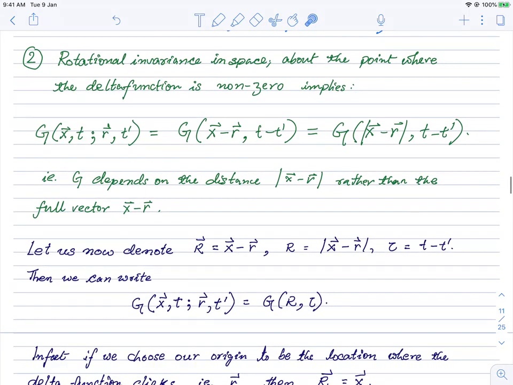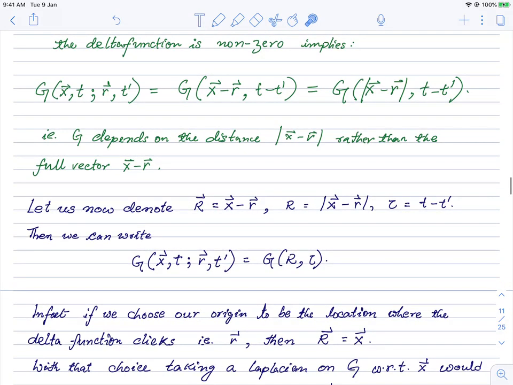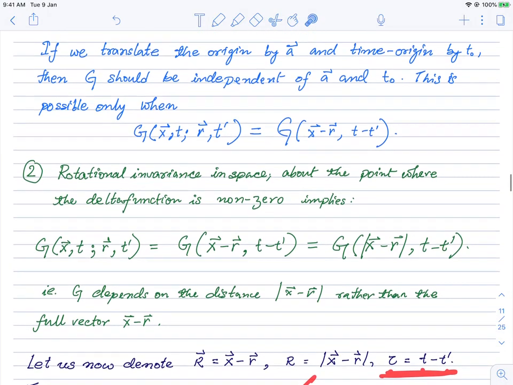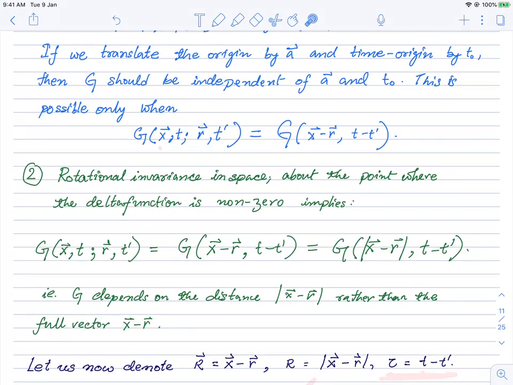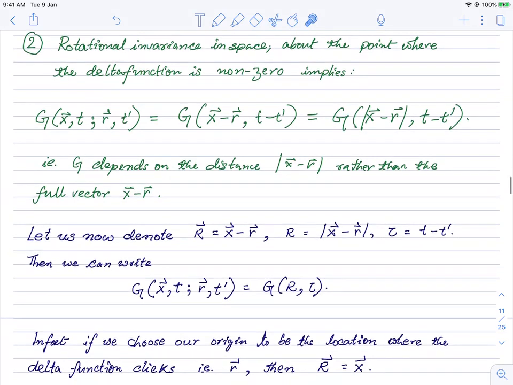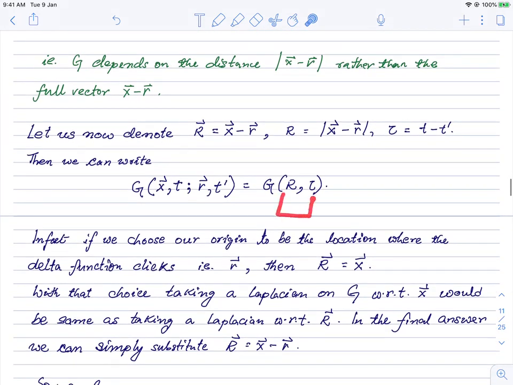Now let us denote this x minus r vector in terms of an r vector. So we will say that this G must be a function of r only, and it must be a function of tau, where this tau is again the difference between t and t prime. So it's just a function of r and tau, rather than being a function of 4 things, x, r, t and t prime. So the variables are 4 into 2, that's like 8.